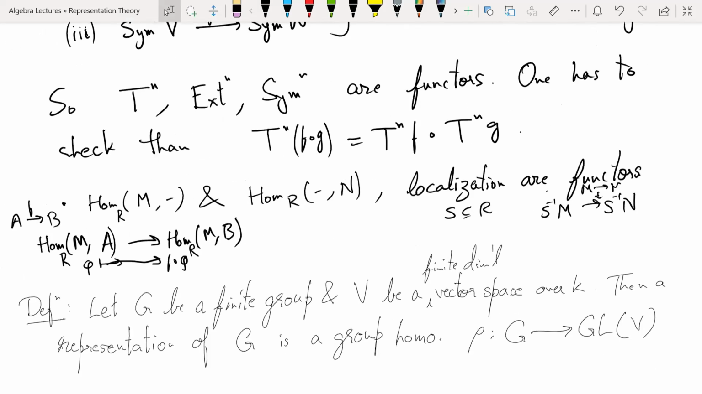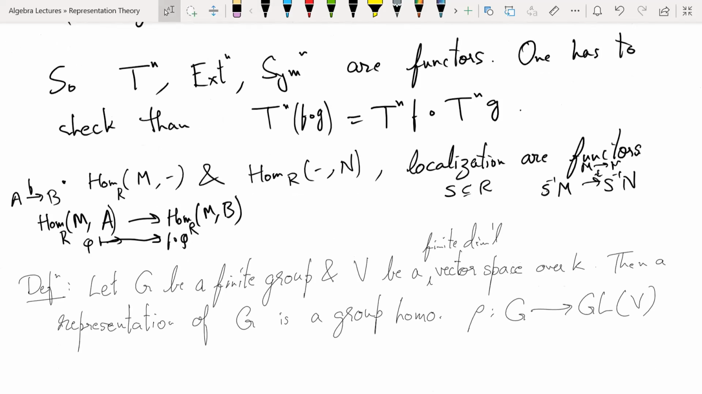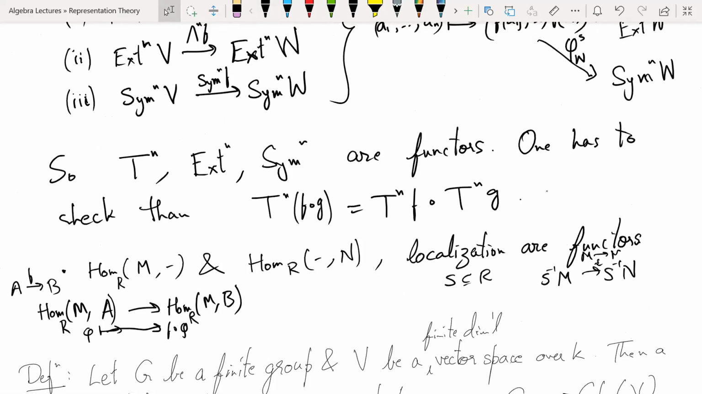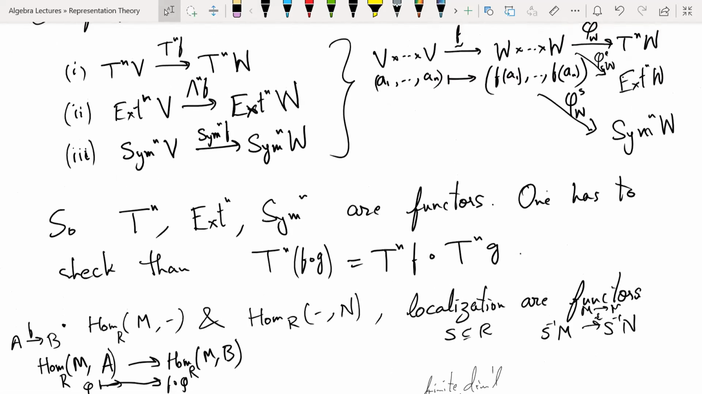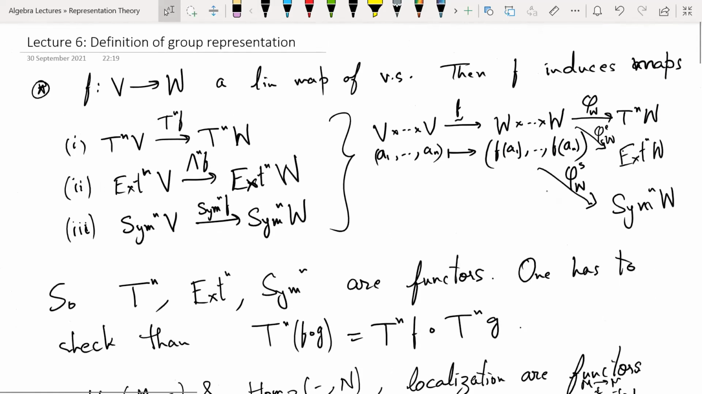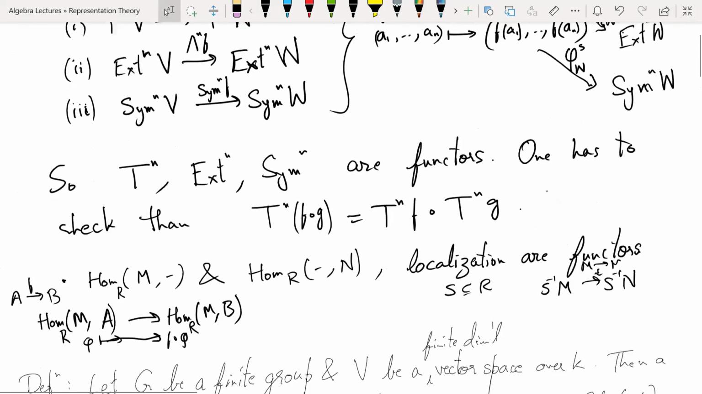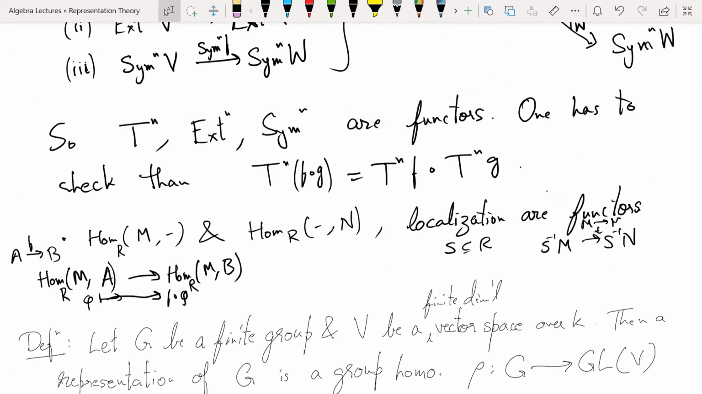So functors are basically these kind of things. It's from one category, meaning it has objects and morphisms and so on. I don't want to do much category theory right now, but maybe you'll see it somewhere. Okay.